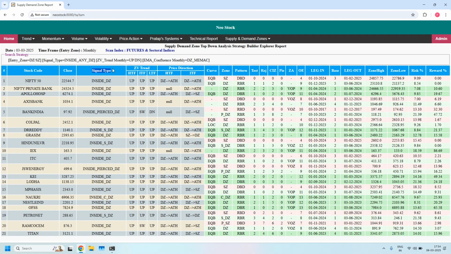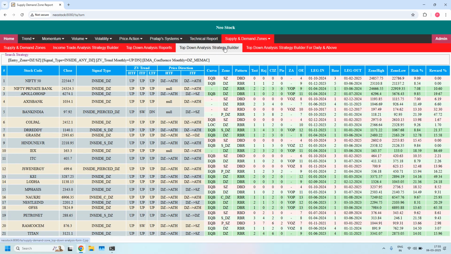Always look into the signal type to understand where price is. Some of these zones are high liquidity monthly demand zones. This is the way you can understand. Or you can look into the zone column. That way you can identify high liquidity zones or pierced zones. Or using the PAE column, pierced. It is a short name for pierced. Based on pierced count also you can identify the pierced demand zones. Okay. So these 21 stocks are filtered.